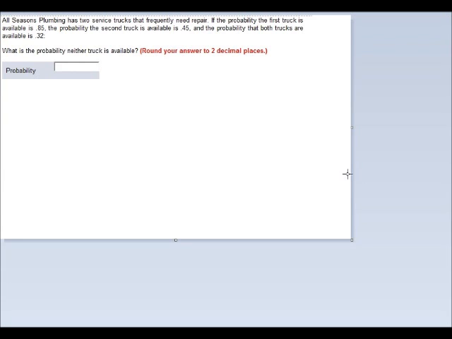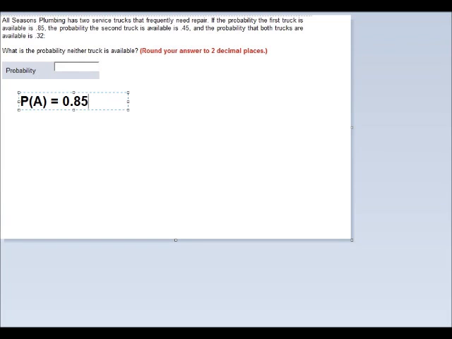Now, they give you some pieces of information in here, and remember that labeling is very, very important, and this sets the stage for later chapters where that's going to become even more important. So it says the probability of the first truck, and I'm going to call the first truck A. You could call it W if you wanted, but I'm going to call it A. They say the probability of the first truck being available is 0.85.